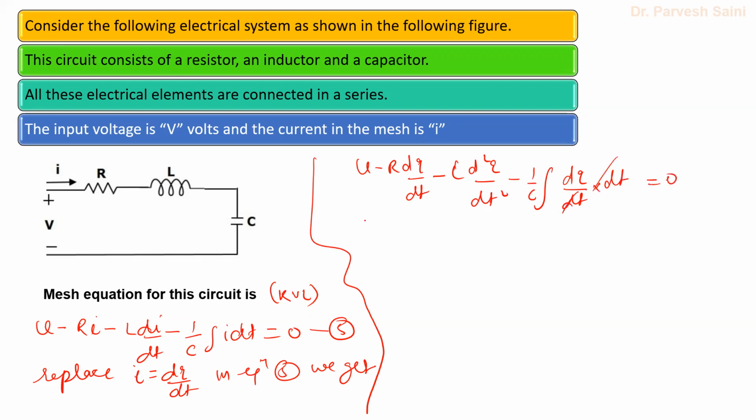So this is cancelled out here. So we have V is equal to R dq by dt plus L d square q by dt square, this is q, and then we have plus 1 by C q. So this is the equation. Let us say this is equation number 6.